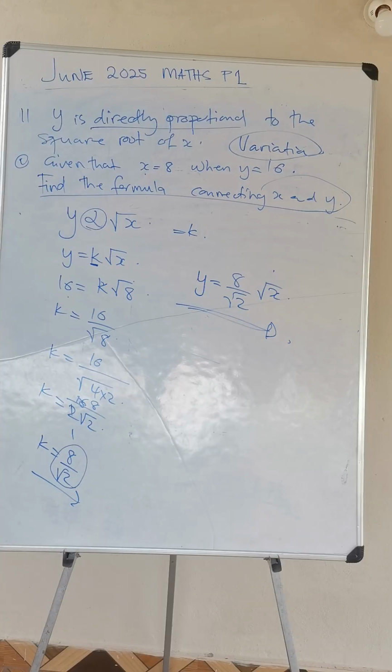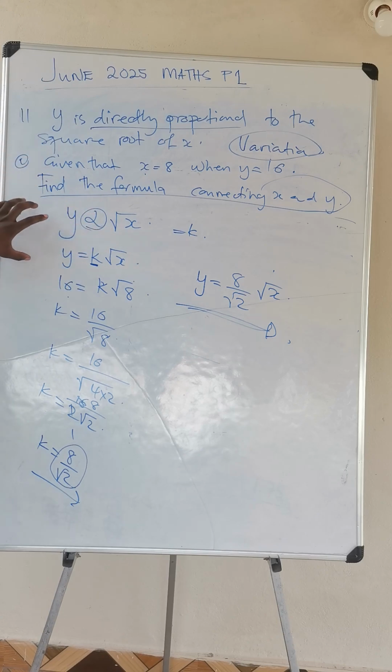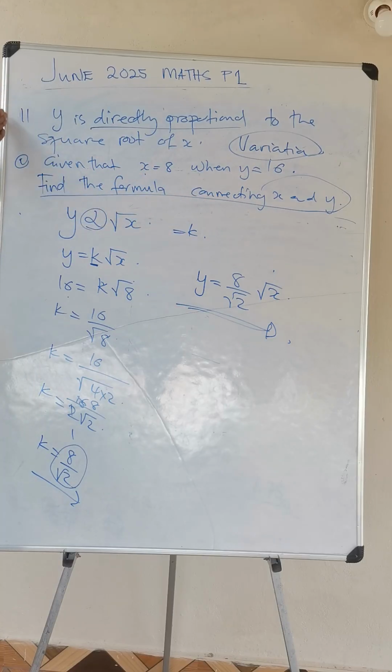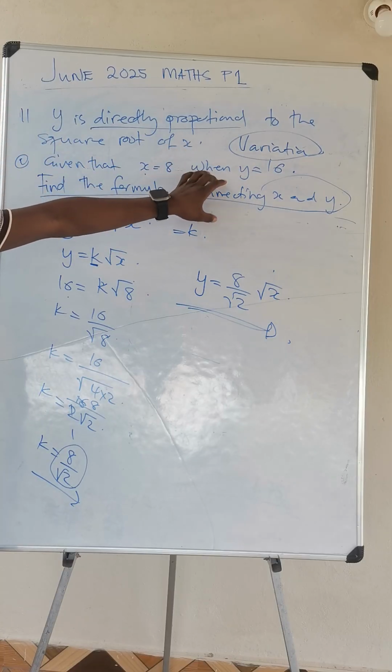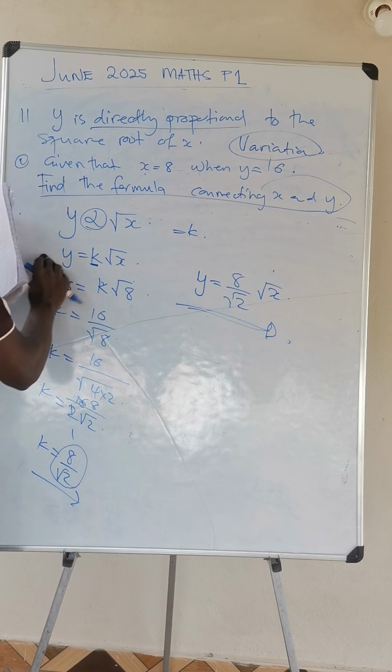Okay, I think it's very clear. So this is direct variation. If you want me to explain or to teach you about variation, just put it in the comment section, then I'll teach you all the types of variation if it's a difficult topic for you. Okay, so let's proceed. So this is the formula. Okay, let's move to part B.